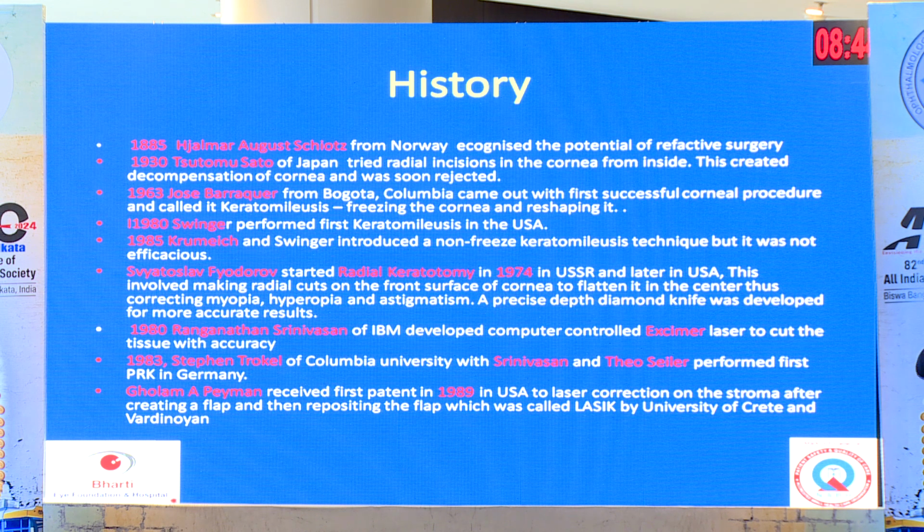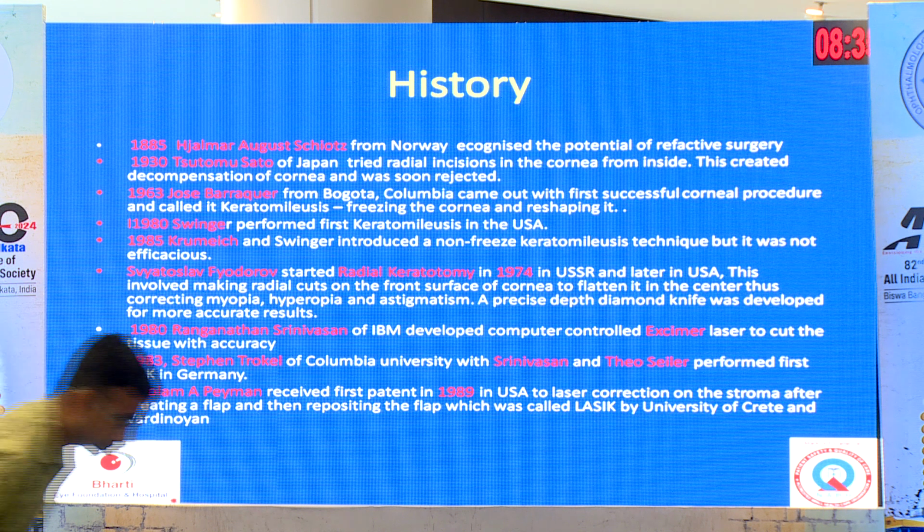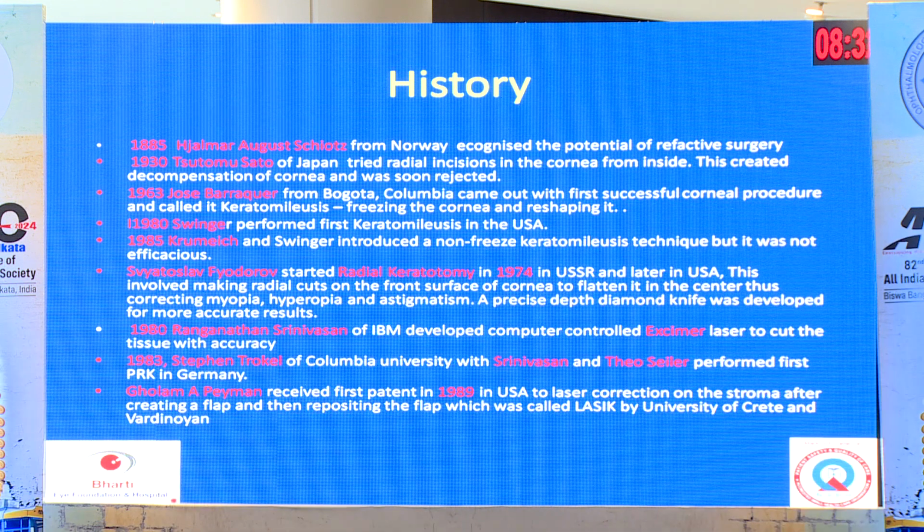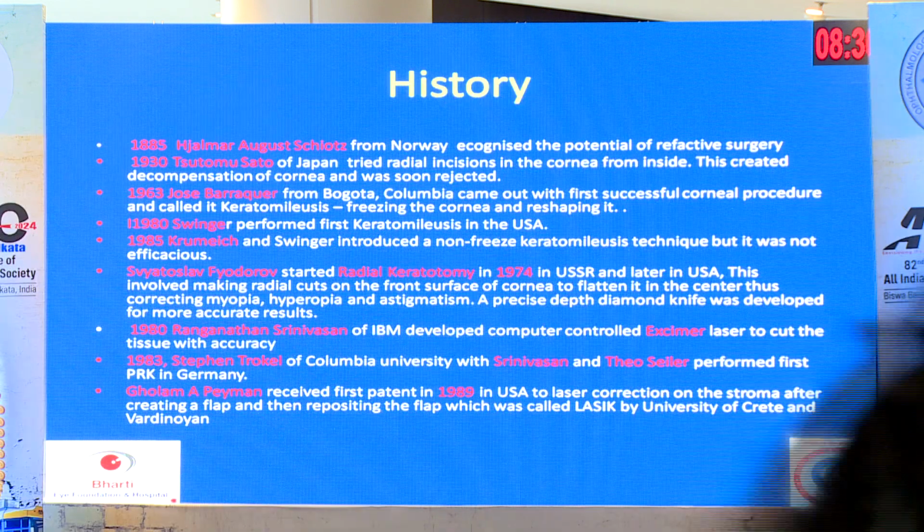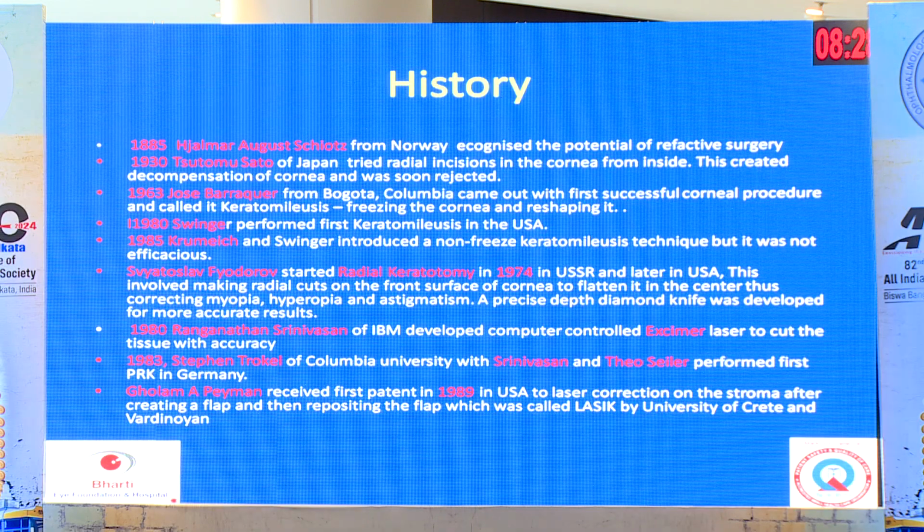And in the meantime, Sviatoslav Fyodorov started radial keratotomy in 1974 in the USSR, and it was considered a Russian procedure to blind the Americans. That was something initial, because the radial keratotomy procedure was not so standardized, but later it became a time-tested procedure and was performed in millions and millions of patients.